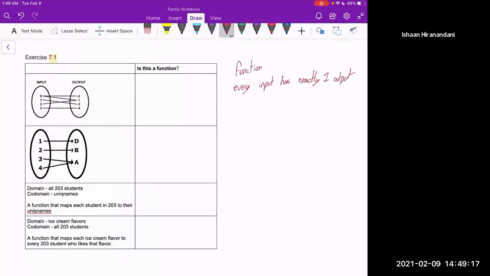Okay, you should be able to see my screen. So remember, a function is when every input has exactly one output. And this means that every input has to have exactly one output. It can't have zero outputs, and it can't have more than one output. So we're going to examine these four scenarios and see whether each of these is a function or not.